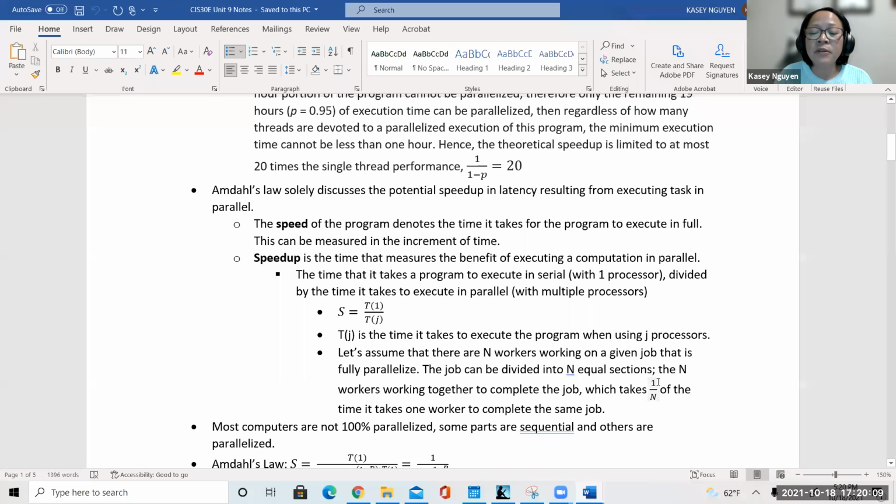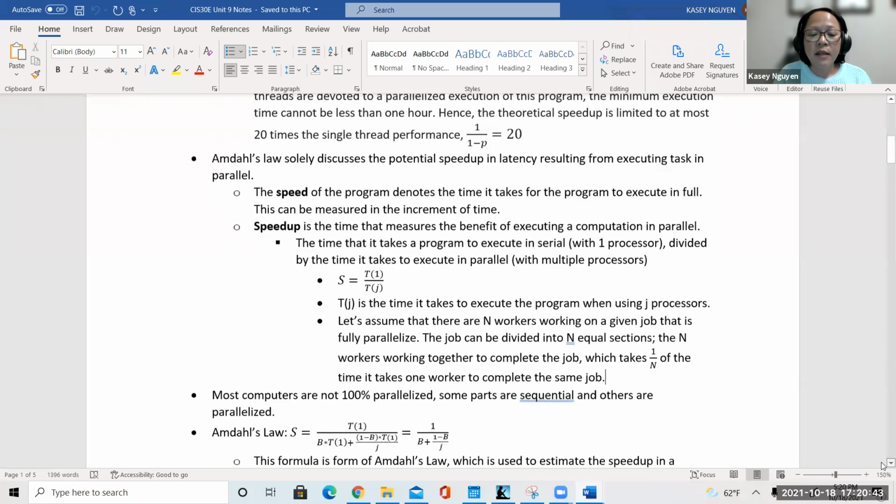So in this case, that will be 1 over n of the time that it would take for the 1 worker to complete the job. In my case, it takes me by myself 10 hours to do a task. If there are 10 people total working on that task, that will be 1 over 10, a fraction of the time. But in the entire program, keep in mind that we cannot take the entire program and make it parallel, okay?